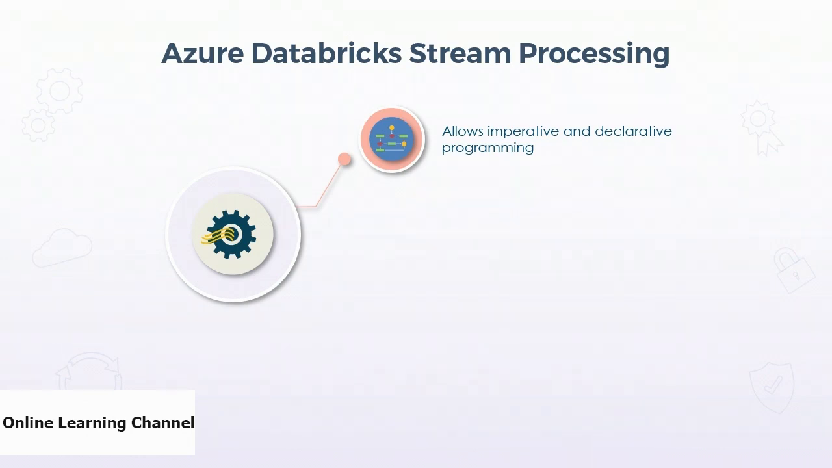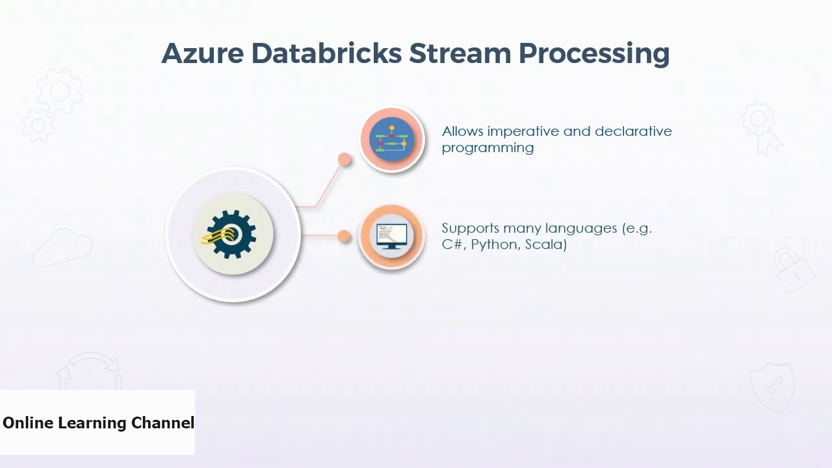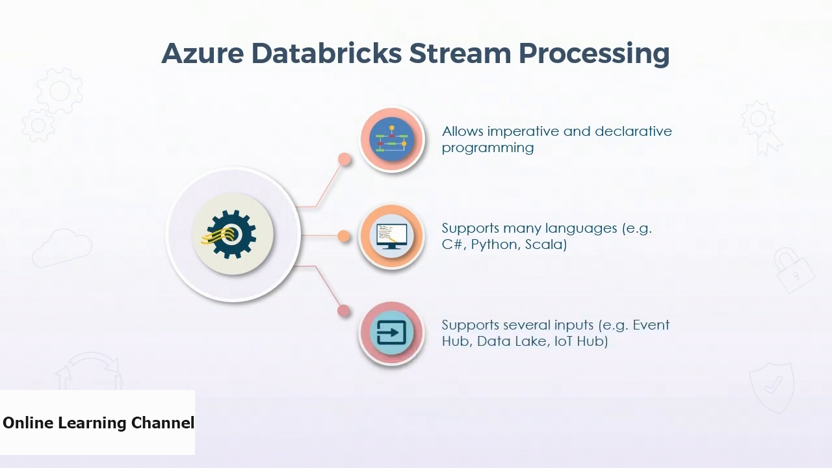you wish to achieve. Databricks stream processing supports many different languages, such as C#, Python, and Scala for imperative programming, and Spark SQL for declarative programming. Several Azure Stream inputs are supported by Databricks, including Event Hub for receiving messages, Data Lake for reading blob files, and IoT Hub for receiving streaming data directly from physical devices.